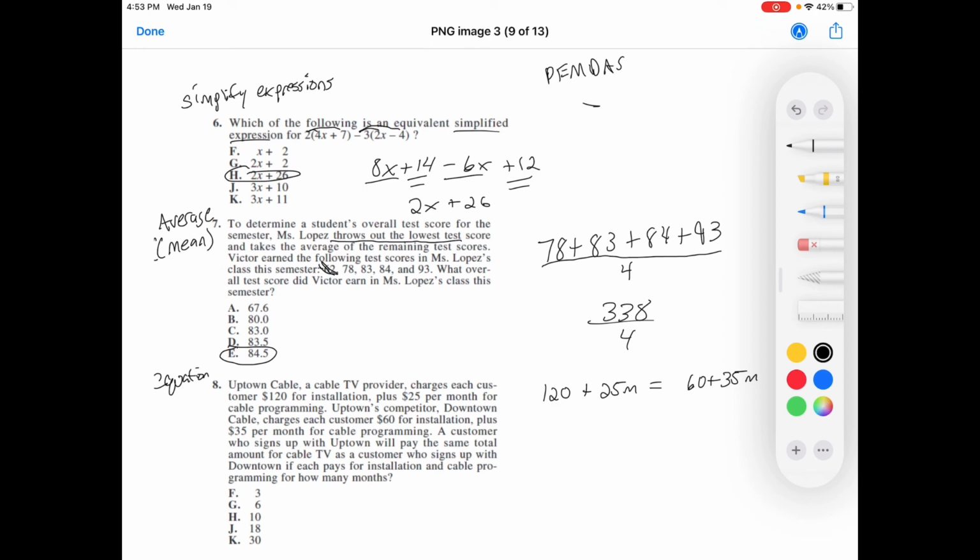And so we have M terms on both sides of the equation. Let's take the smaller one over and get your M's to one side. So we have a 35M, and now we have a negative 25M. I have a 120 on the left, now I have a negative 60 with it, and we combine both sides. So 120 minus 60 gives you 60. 35M minus 25M gives you 10M. Divide by 10 on both sides, and we're going to get M equals 6. So if the number of months is 6, then the price will be the same.